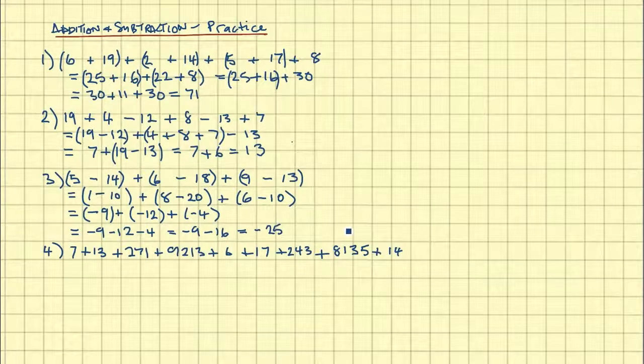Okay. Now, for something like that, I want to go to my bookkeeping methods. So I'm going to just add these together in a column, being careful to work with place value.